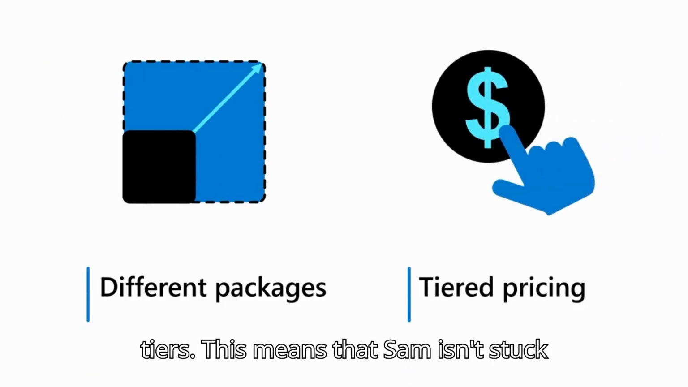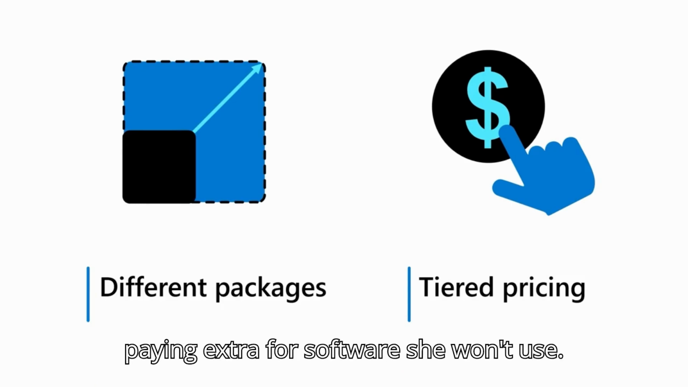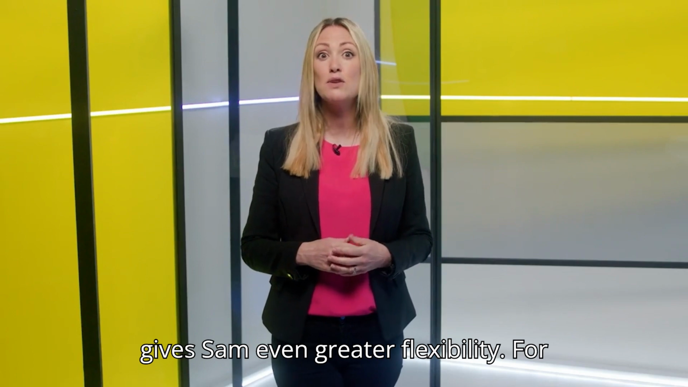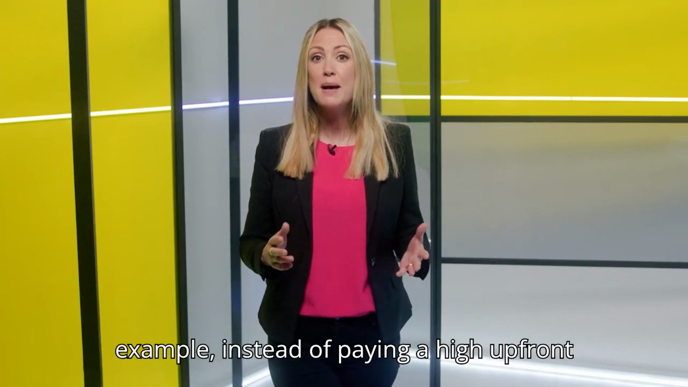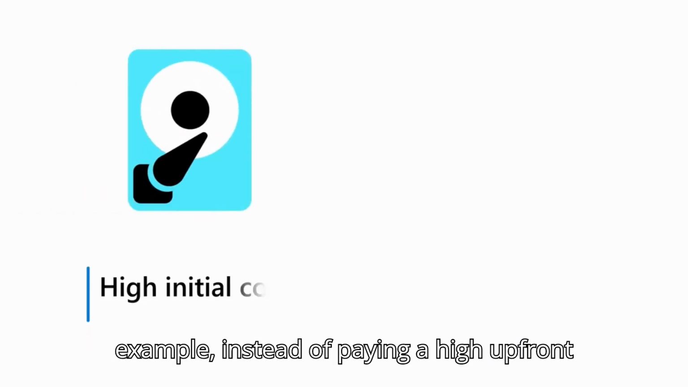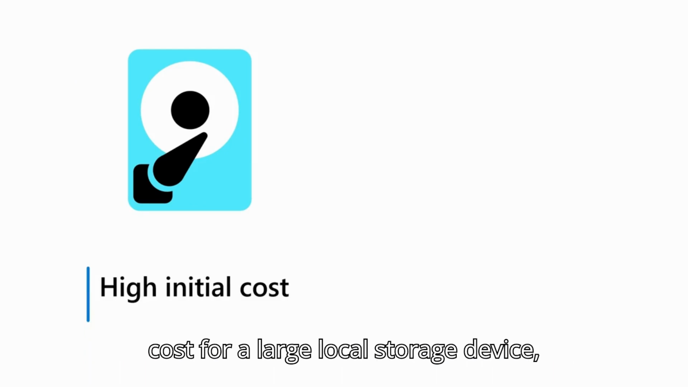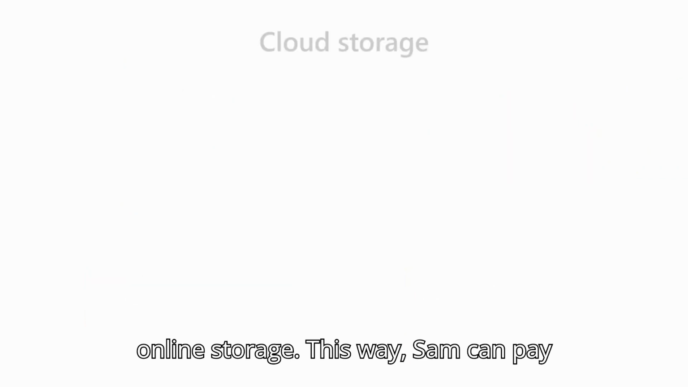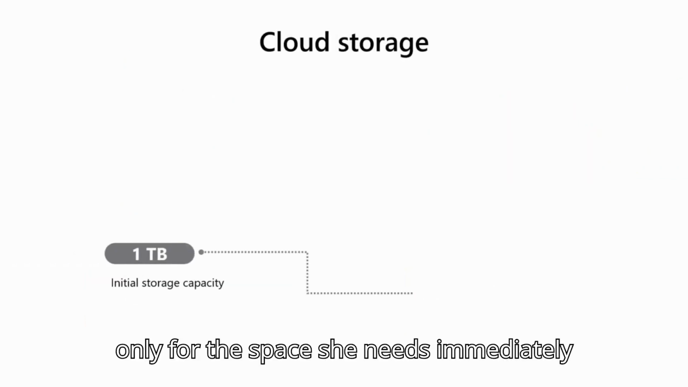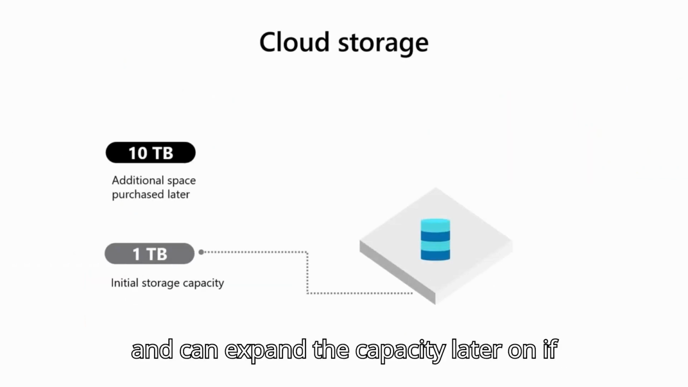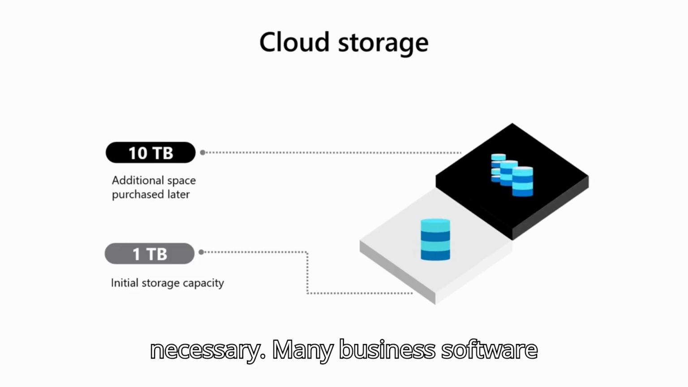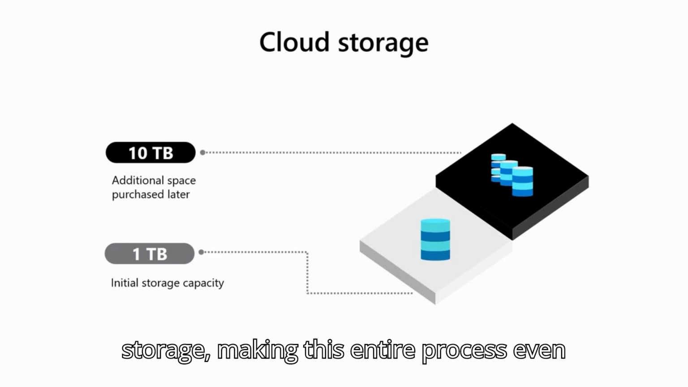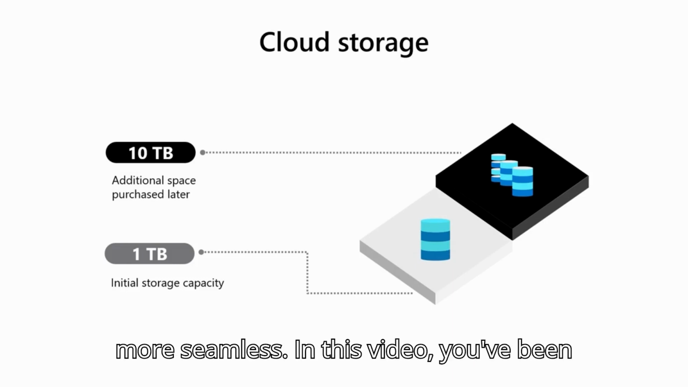This means that Sam isn't stuck paying extra for software she won't use. The rise of cloud storage for businesses gives Sam even greater flexibility. For example, instead of paying a high upfront cost for a large local storage device, she can pay less for lower capacity online storage. This way, Sam can pay only for the space she needs immediately and can expand the capacity later on if necessary. Many business software solutions provide integrated cloud storage, making this entire process even more seamless.